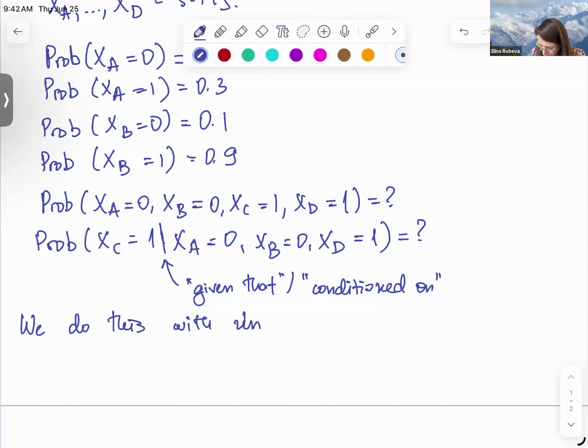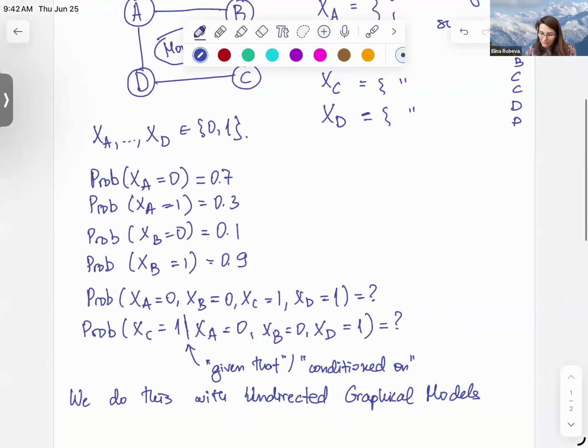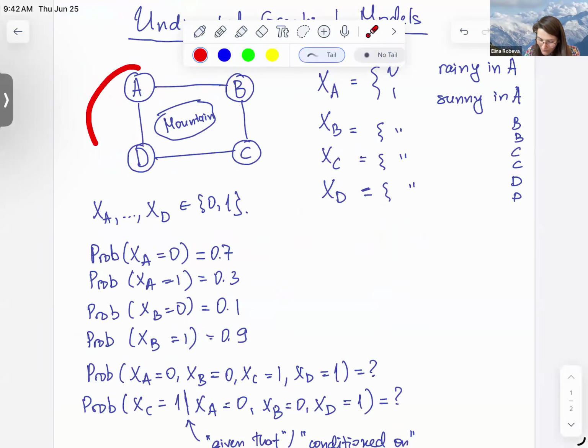Basically, these undirected graphical models allow us to capture the relationships between these variables, with a graph. For example, if there's a mountain in the middle and we have these four cities, now A and B are not Vancouver and San Francisco anymore. You can imagine different cities somewhere. If we have the mountain here, then presumably the weather in A will not affect the weather in C except through B somehow, because the mountain will block all the weather patterns.